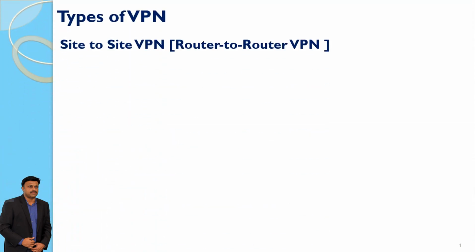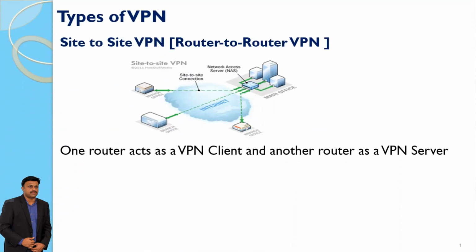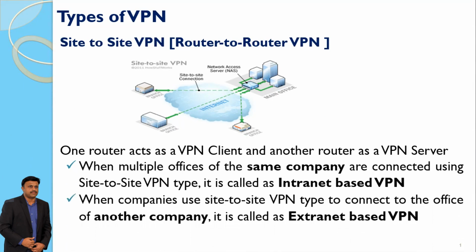Site-to-site VPNs connect multiple offices of the same company or different companies. One router acts as a VPN client and another as a VPN server, enabling secure communication between different locations.